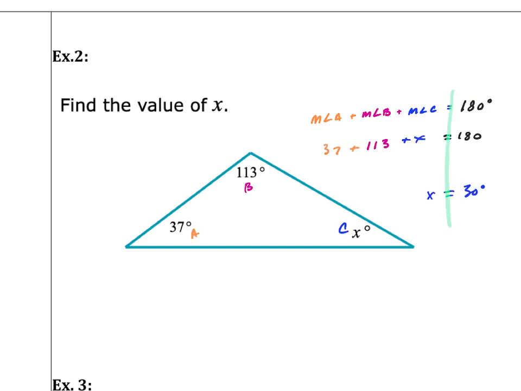Okay, so what you would have done was set that up, and you would label them, right? You're going to say 37 degrees is A, B is 113 degrees, and C is X. And then you added those together, right? You got 150, took 150 from both sides, and you got that X equals 30.